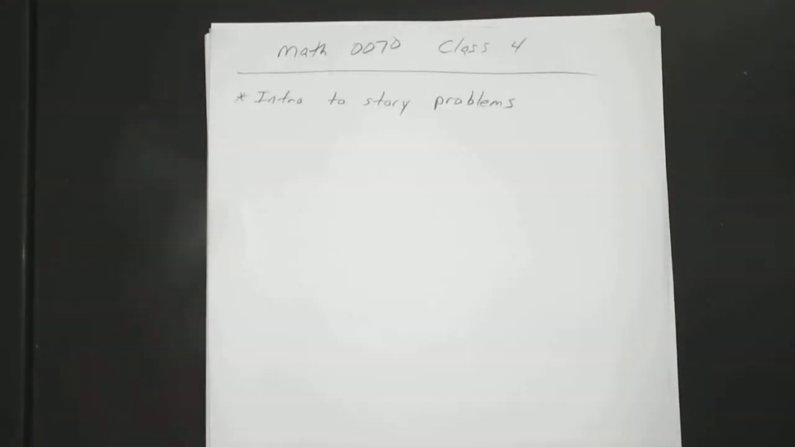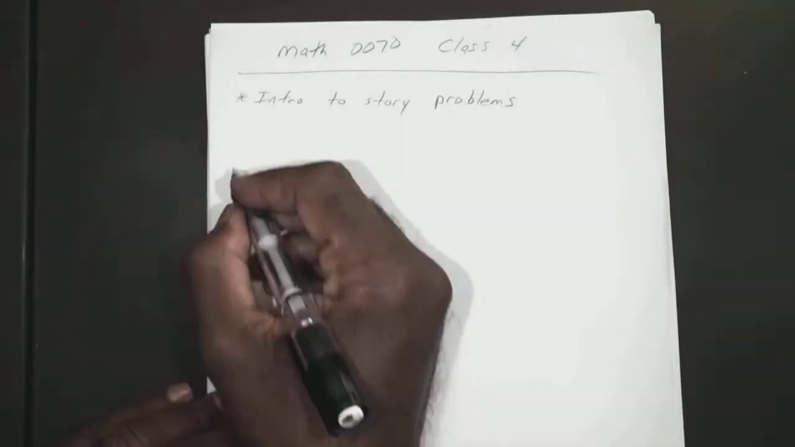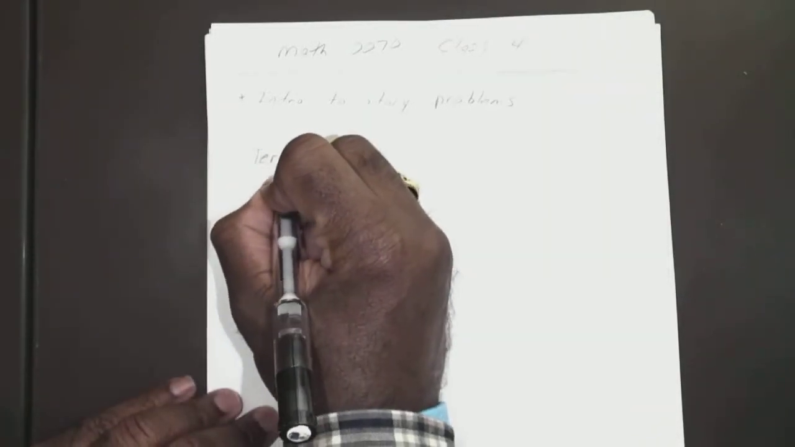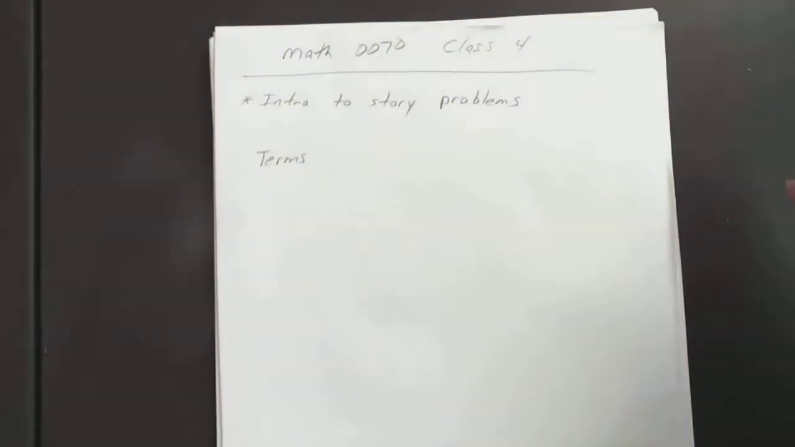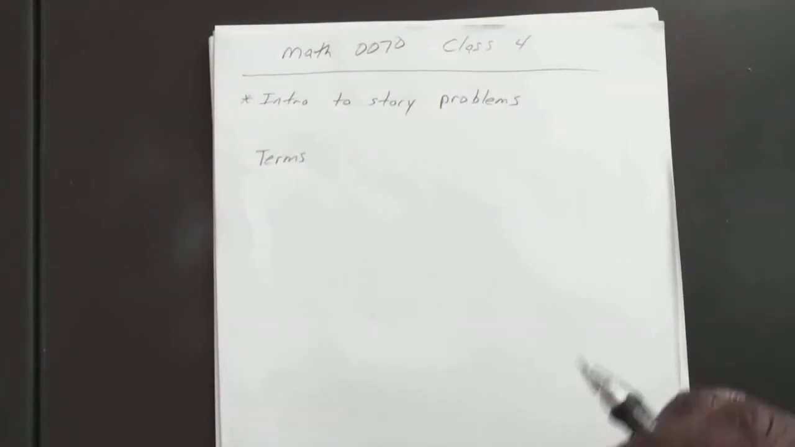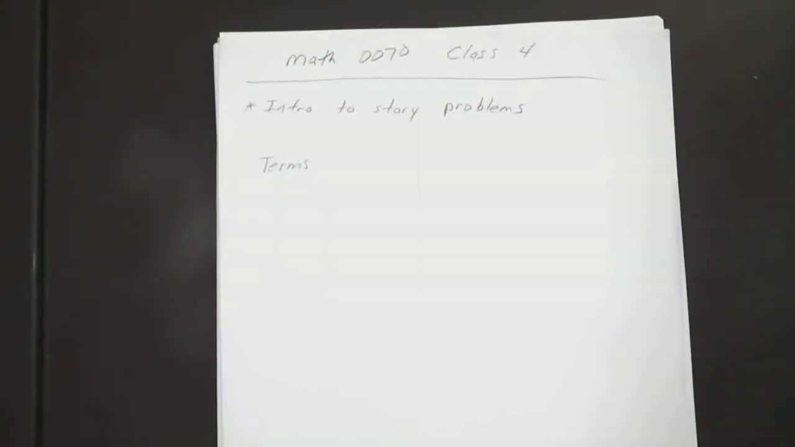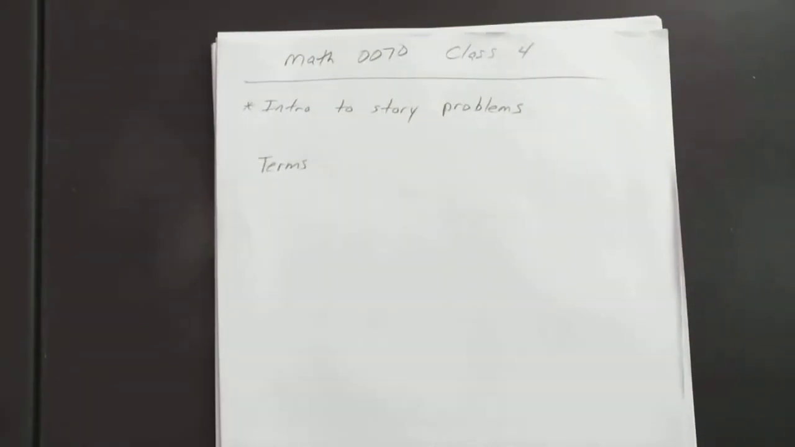Okay, so first we're going to go over the terms in story problems. Can you see it? Better with or without the light? Without. All right.